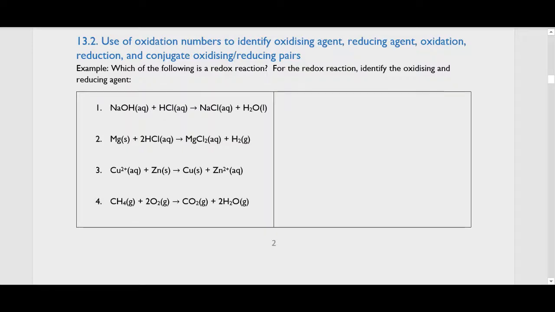Let's start by looking at this example. Which of the following is a redox reaction? And for the redox reaction, identify the oxidizing and reducing agent.